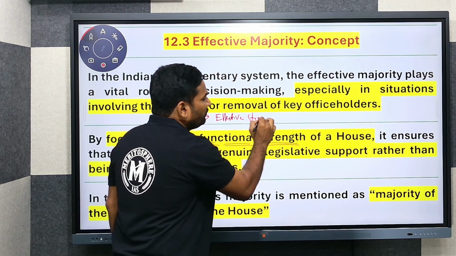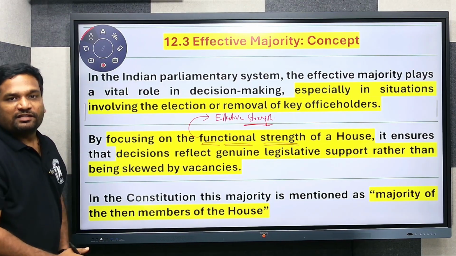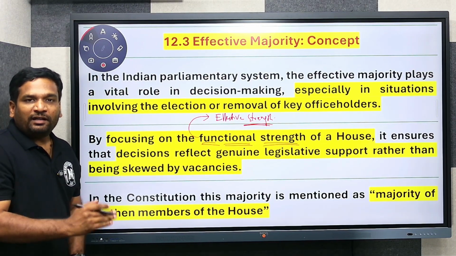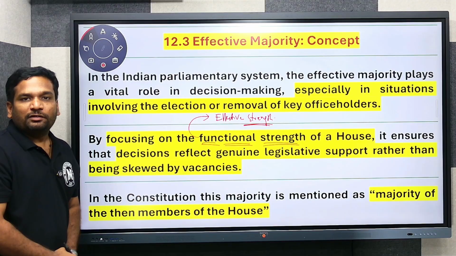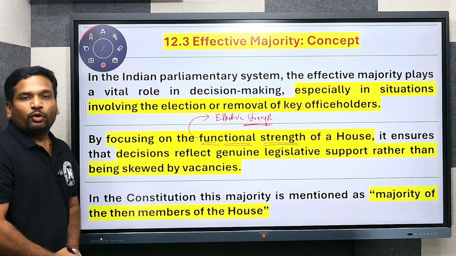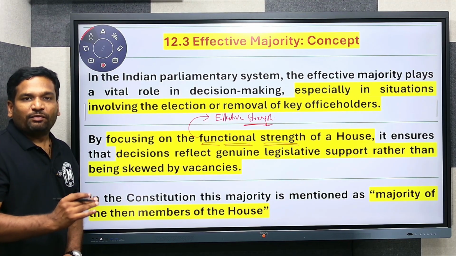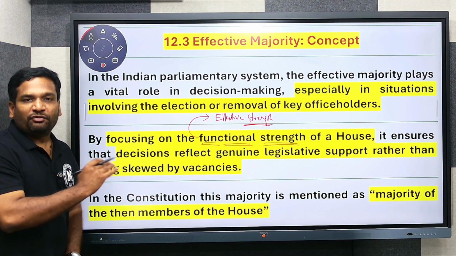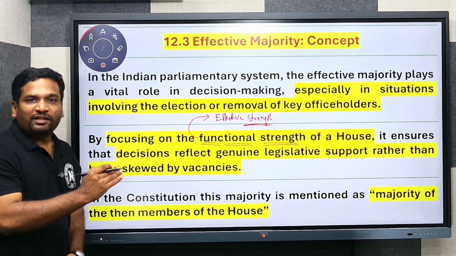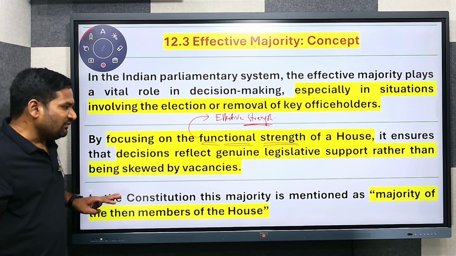Effective strength, as we discussed in the introduction of the lecture itself, is what we get when we deduct vacancies from the total membership of the house. In other words, effective strength equals total membership of the house minus vacancies. And effective strength is also known as functional strength, right? The third point is actually very important.